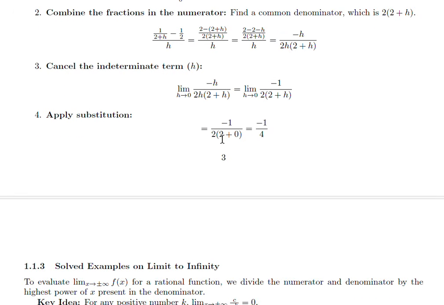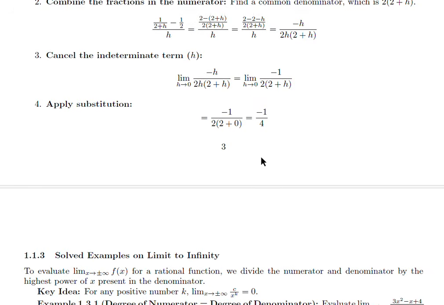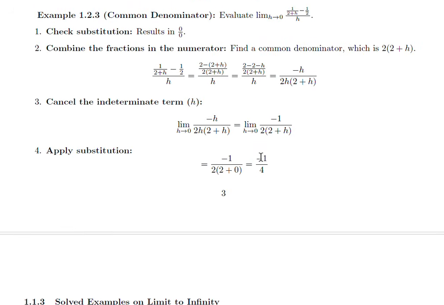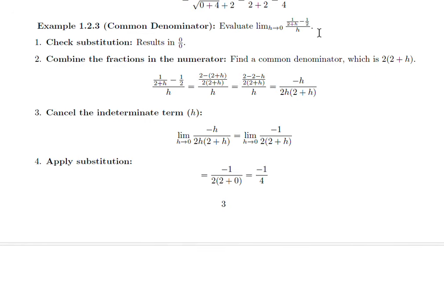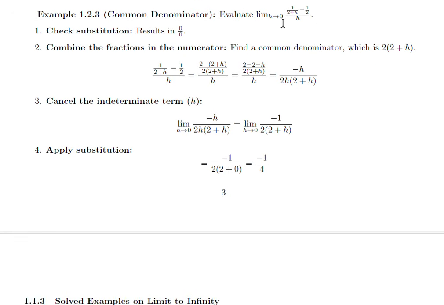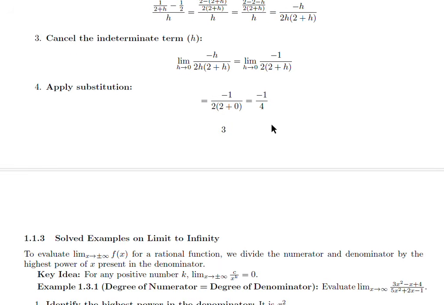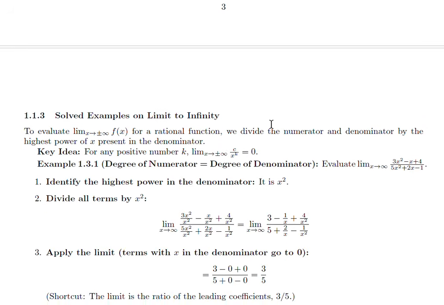So our limit disappears and we have minus 1 over 2 into 2 plus 0, which is minus 1 over 4. Minus 1 over 4 is defined, and it implies at the end of the day that as h approaches 0, this entire function approaches minus 1 over 4.